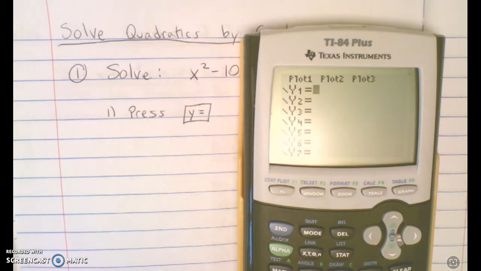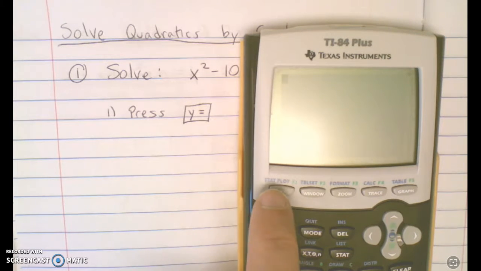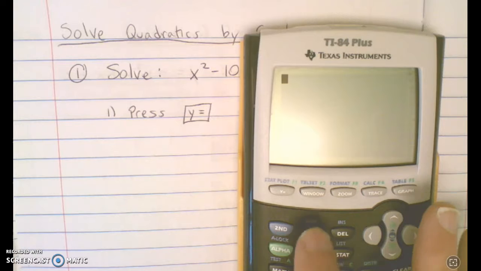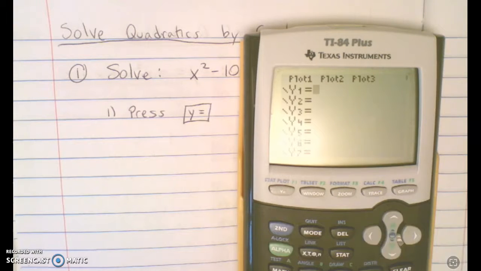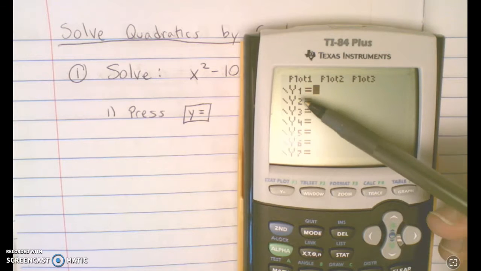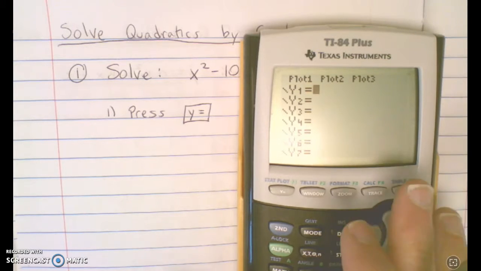To get out of this screen, you just hit second, and then where it says mode, in blue it says quit, so that'll quit your screen. So y equals, and then second, quit, to get out of that screen. Once you're in y equals, you have these different equations that we can type in, and we're going to use the y1 and the y2 keys.